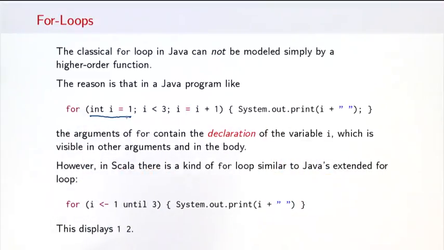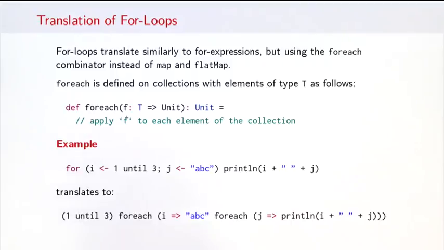What it has is a kind of for loop that's similar to Java's extended for loop. So you would write something that's equivalent to the example up here, like this: for i ranging over 1 until 3, System.out.print i plus space. And that would display 1 and 2. Now, this looks pretty much like a for expression, like the ones you've seen in the functional programming course and also in the first week of this course. And in fact, that's no accident.